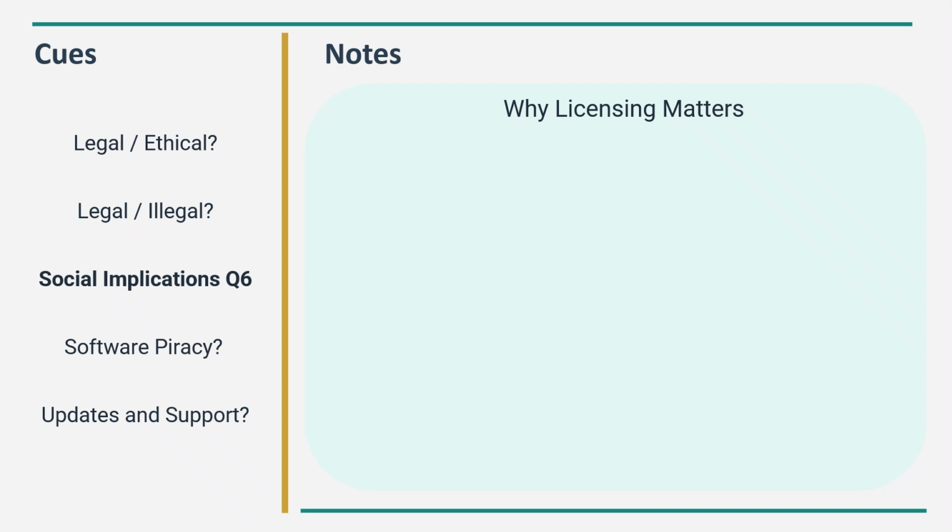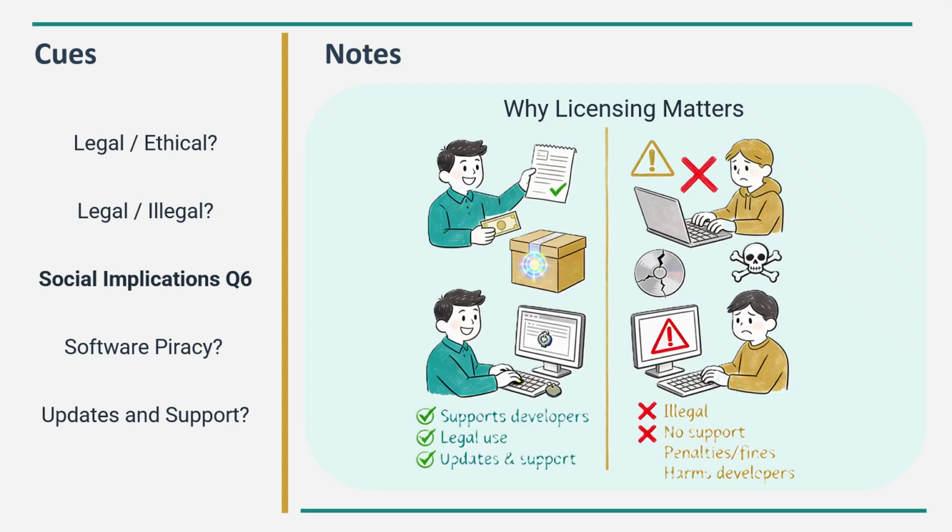So, why does licensing matter? This is asked explicitly or mostly in social implications in question 6. Software licensing is important for legal and ethical reasons. It ensures that people use software legally under the conditions set by the copyright holder. Licensing fees help to support developers and companies so they can maintain and improve the software. Using pirated or illegal copies breaks the license agreement and is considered software piracy, which is both unethical and illegal. These ideas often connect with the social implications topic.